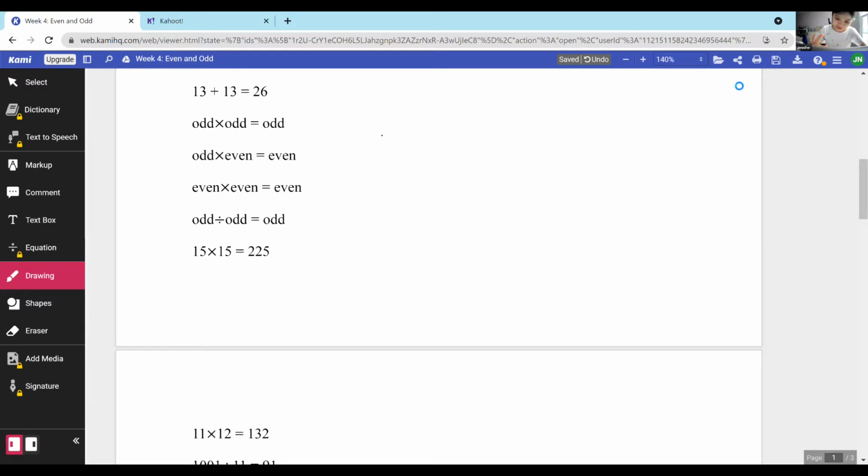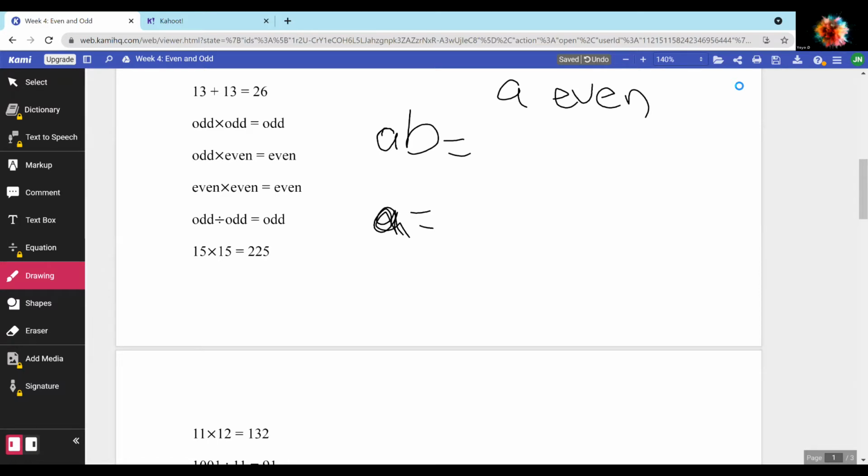Since you could see, let's call it a number a times b, and we say that a is even and b could be either even or odd. And then let's substitute, because a is even, a could be written as 2k. Either way, whether b is even or odd, the result is going to be even.